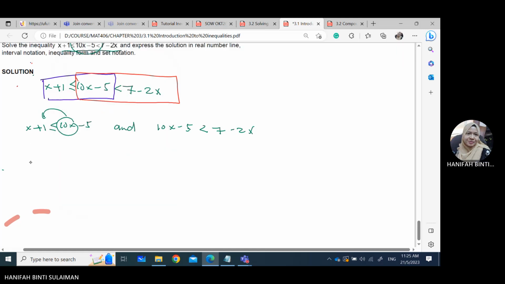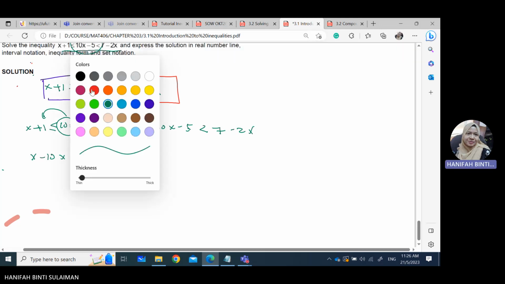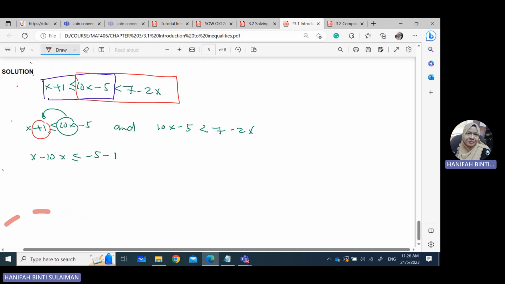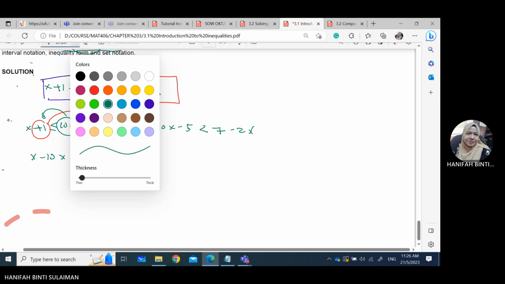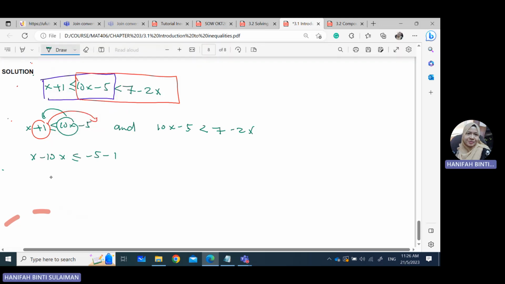Okay. Then we have x minus 10x is greater than or equal to negative 5 minus 1. So yang plus 1 tu pun kita gerakkan dia ke sebelah sini. Okay. So selesaikan, then here we have negative 9x less than or equal to negative 6.